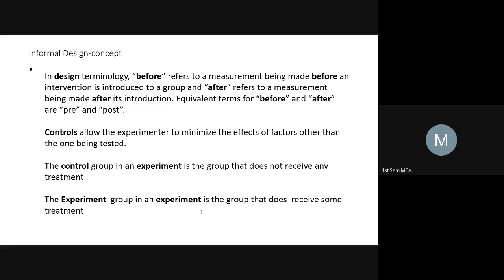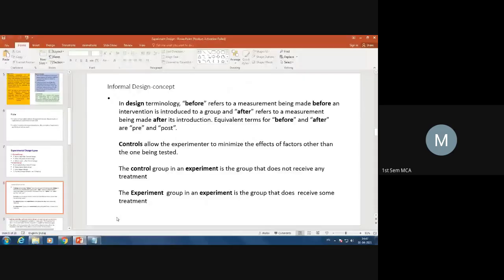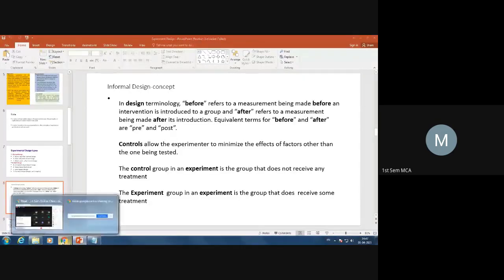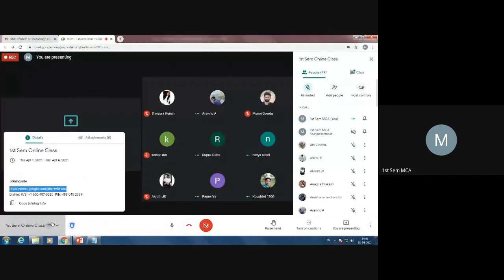Hello? Any clarifications? See, suppose I have 1,000 Covaxin, okay, and any clarifications, anybody? I'm getting some disturbance in the middle.